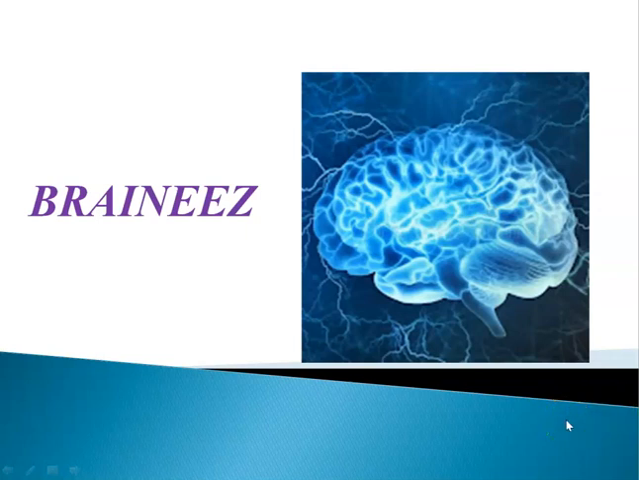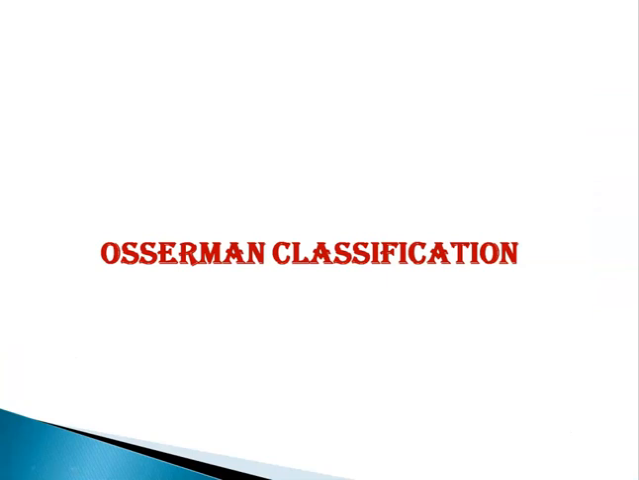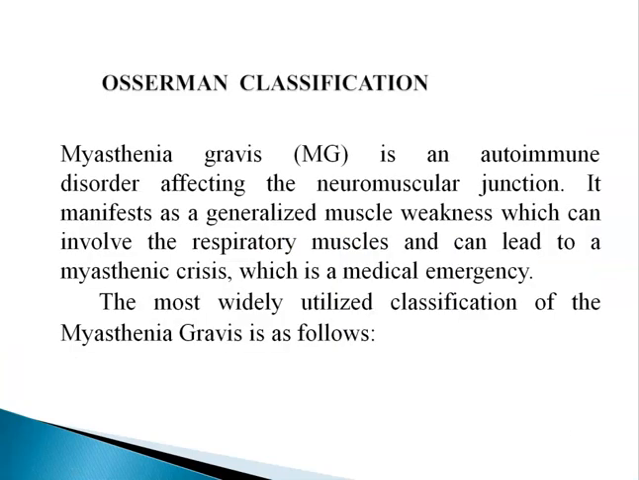Today we are going to discuss the topic Osserman Classification. Let us see this Osserman Classification briefly. Myasthenia gravis is an autoimmune disorder which affects the neuromuscular junction. It manifests itself as a generalized muscle weakness which can involve the respiratory muscles and can even lead to myasthenic crisis, which is a medical emergency.